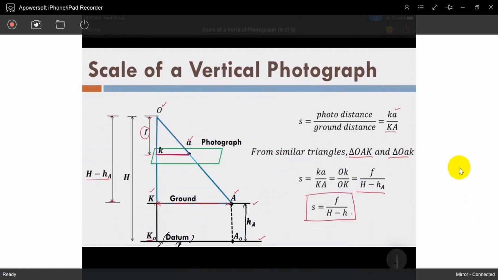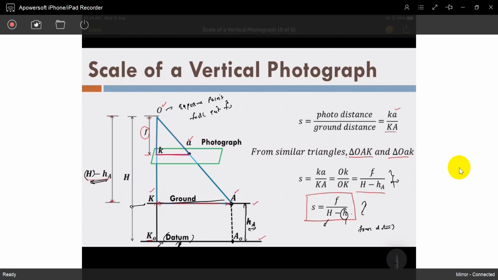See, these are the photographs, you can observe. It's a datum. This is HA, this is H minus HA. This H is the datum height from the focal point or exposure point. You can call it exposure point or focal point, anything. So this is H minus HA. Same proof, no need required: F by H minus HA, similar triangles. So this is F by H minus h, where h is the height of the object from the datum.